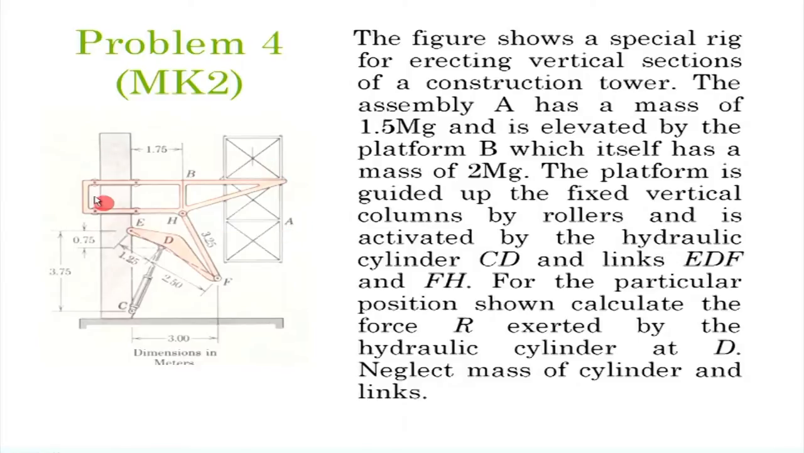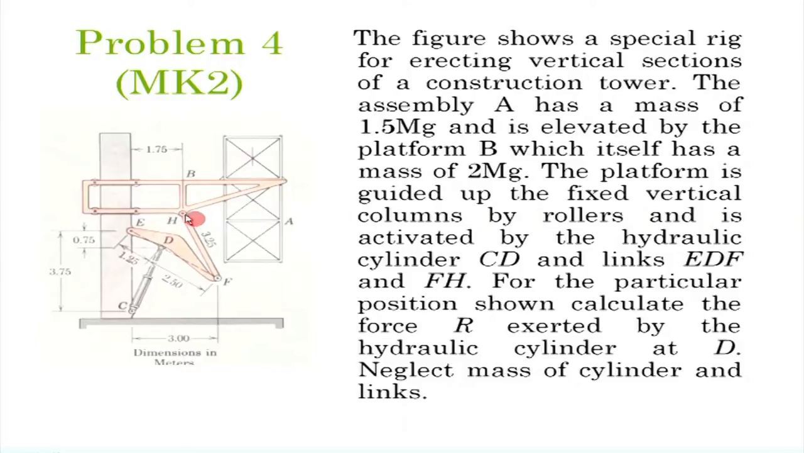So we have this assembly, these are rollers, this vertical is a rigid pillar, and this assembly, what is it used for? This assembly is used to carry this weight of 1.5 megagrams. What is megagrams? 10 to the power 6 grams, up and down. Now what happens is that this assembly, there are 1, 2, 3, 4 rollers. The weight of this assembly has to be carried by a mechanism.